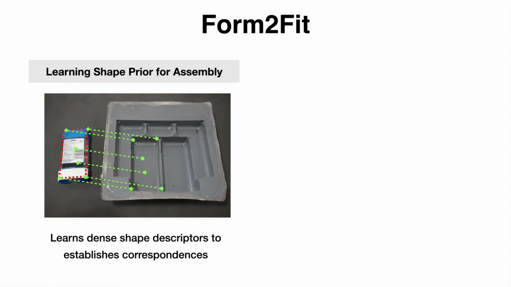And to implement this idea, we formulate the kit assembly task as a shape matching problem, where the goal is to learn a dense shape descriptor that directly establishes the correspondence between the object surface and their target placement location from the visual input.